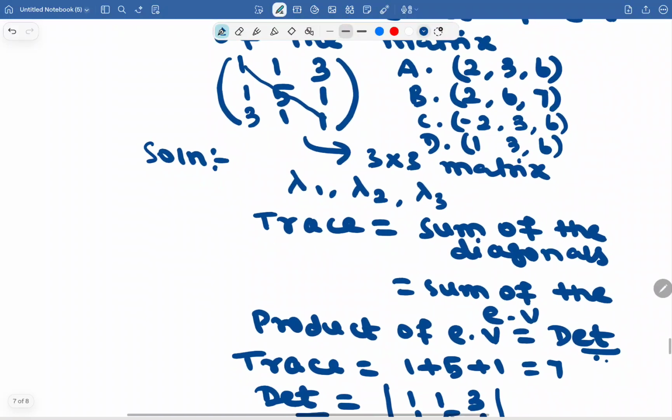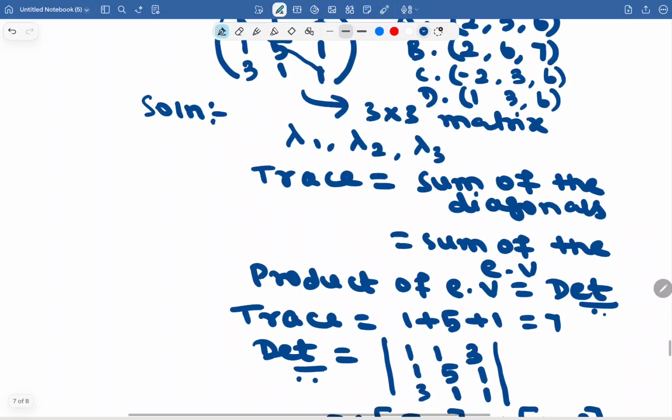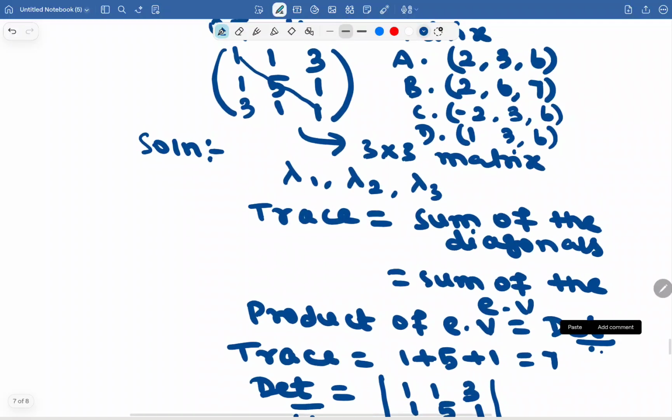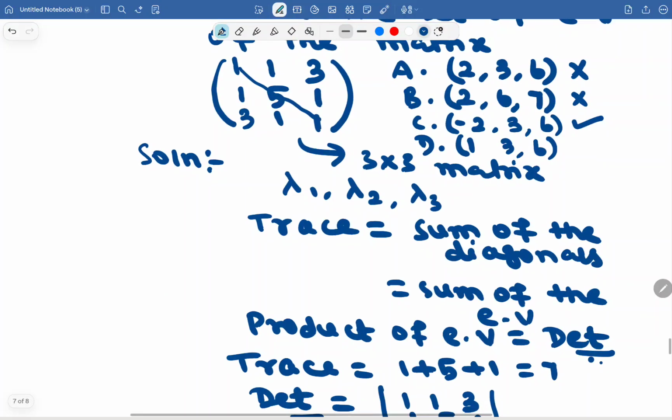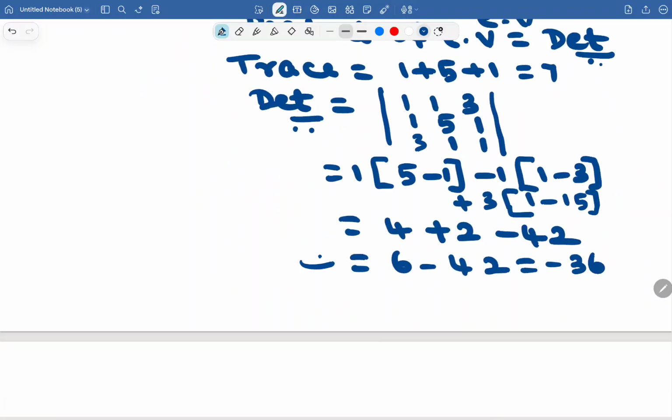If I check the options, the sum of the eigenvalues must be equal to the trace, which is the sum of the diagonal, that is 7. Here for option A, if you add, I am not getting 7. Option A is wrong. For B, if we add, I am not getting 7. But for C, if we add 6 plus 3, 9 minus 2, we get 7. And also if you multiply these 3 eigenvalues, minus 2 into 3 into 6, the answer is minus 36, which is equivalent to our determinant value, minus 36.